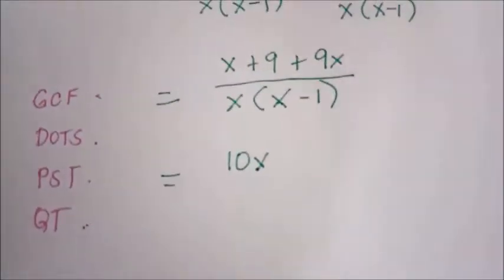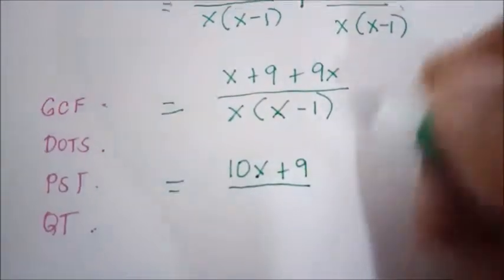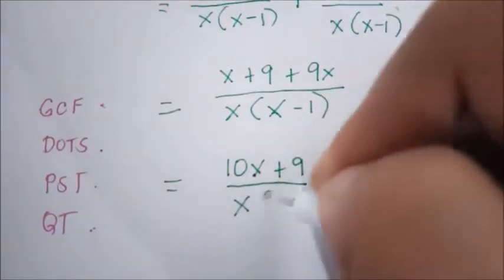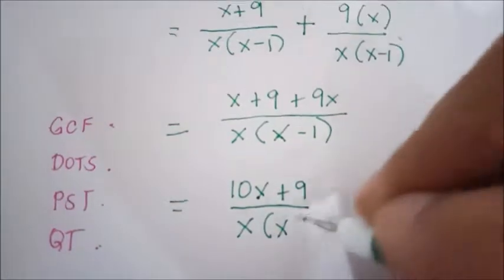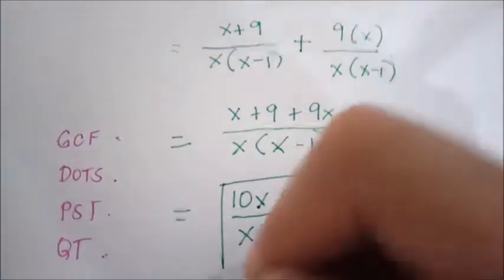How about 9? Okay? Dahil wala siyang kaparehas or similar term, just bring it down. All over, just copy our denominator, x times x minus 1. And this will be your final answer.